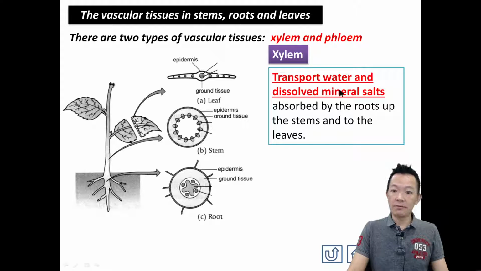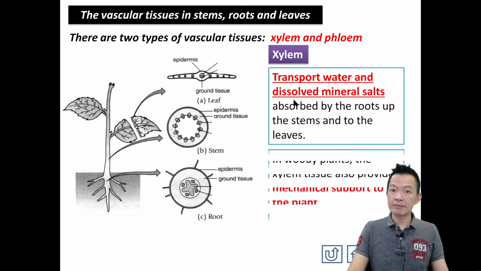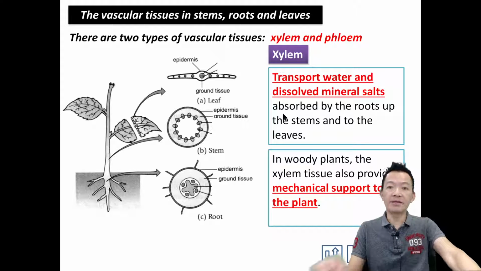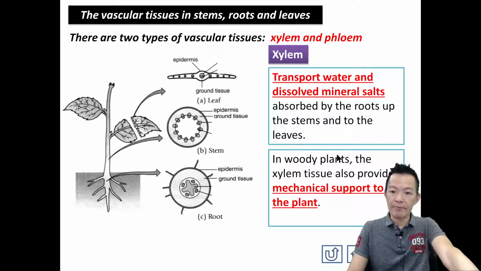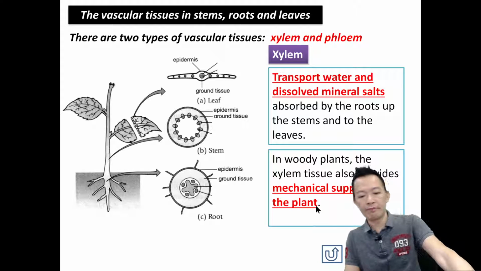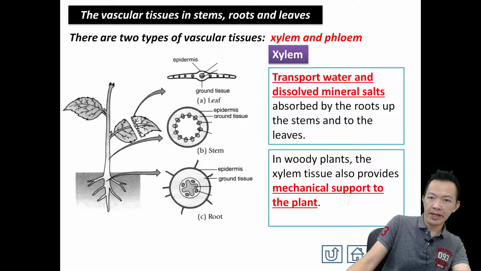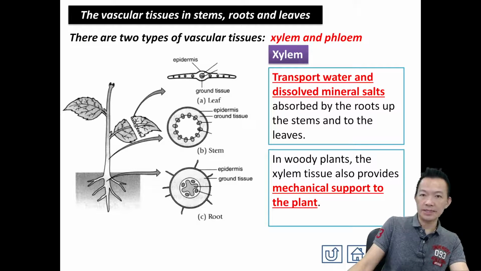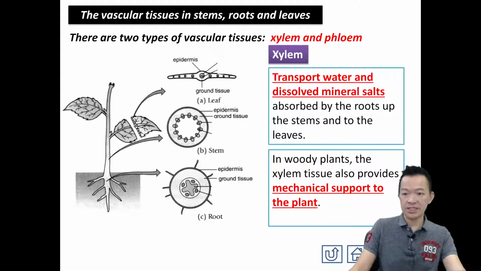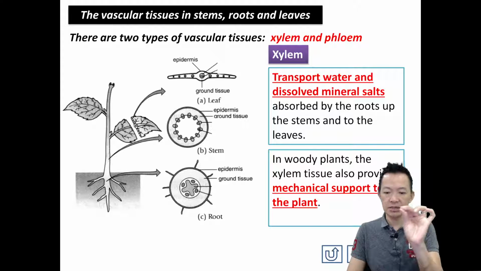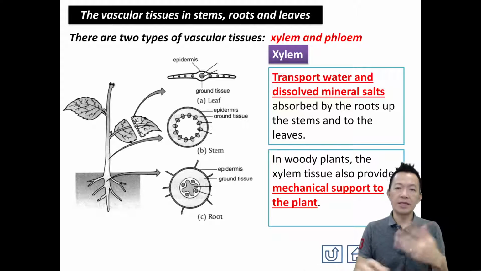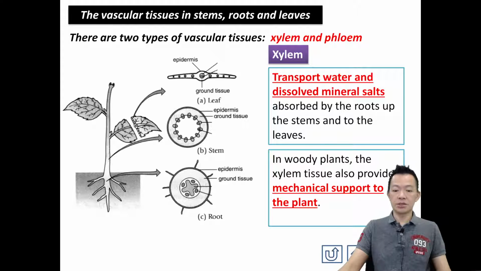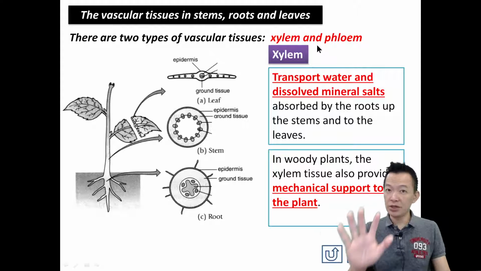Besides transporting the water and minerals, xylem tissue is also responsible for another function. For what? In woody plants, the xylem tissue also provides mechanical support to the plants. So it helps to support the plant. Because why? Xylem tissue is lignified. Lignified means woody, containing wood substance. So it can support the plant. Okay, so this is just the beginning, nothing to worry about.